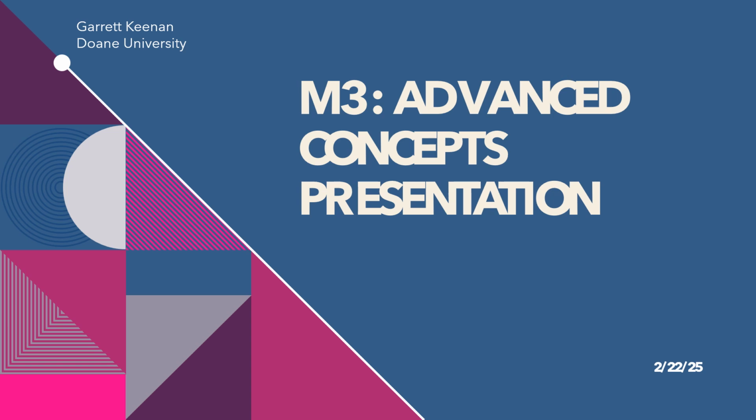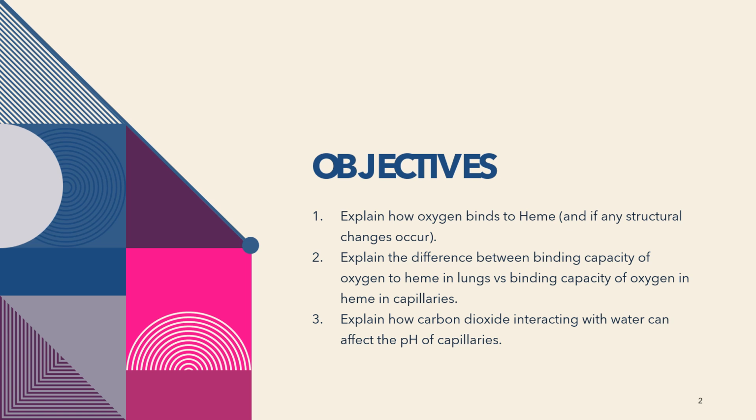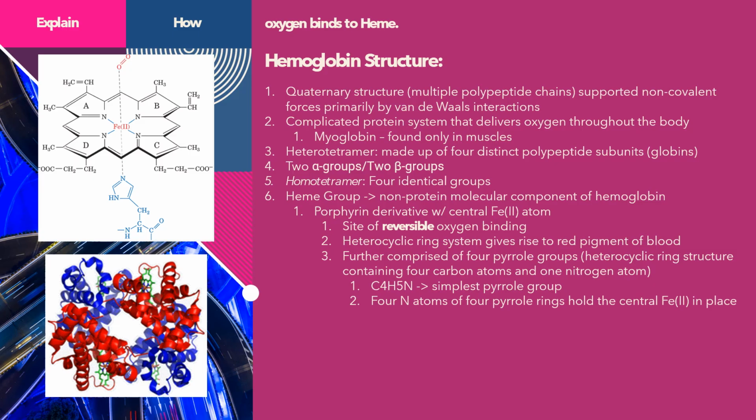This is the Module 3 Advanced Concept presentation on the oxygen binding mechanisms to heme or hemoglobin. Our objectives here: explain how oxygen binds to heme and if any structural changes occur, explain the difference between binding capacity of oxygen to heme in the lungs versus binding capacity of oxygen to heme in the capillaries, and finally explain how carbon dioxide interacting with water can affect the pH of capillaries.